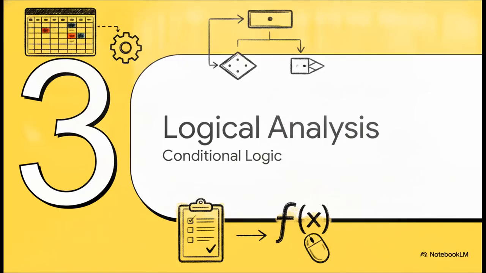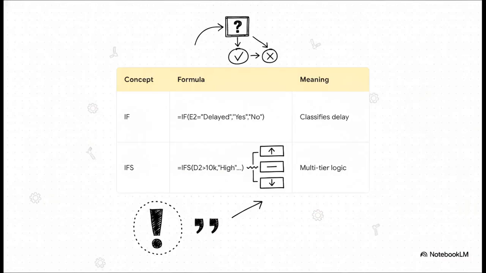All right, part 3, logical and conditional analysis. This is where things get really fun. We're going to learn how to translate manual business rules into automated spreadsheet formulas. Now, what's really interesting about this is how IF and IS functions completely automate categorization for us.